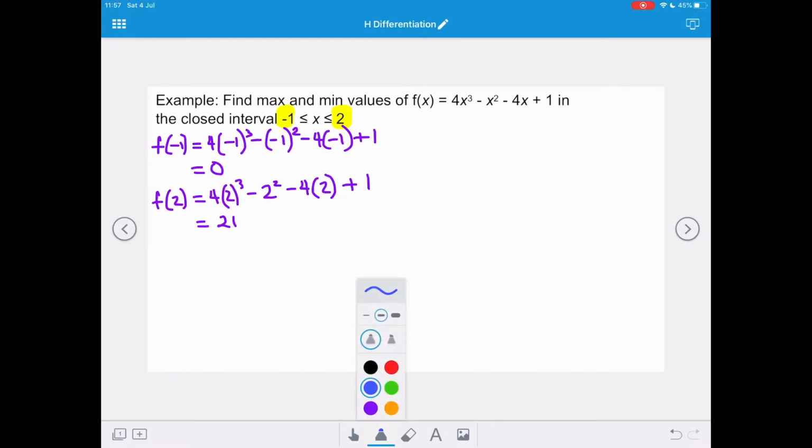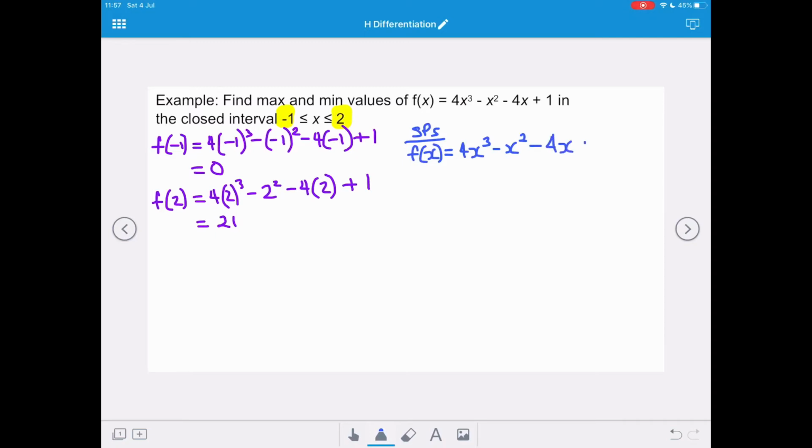Now we need to consider our stationary points, so we need to differentiate our function. Our function f of x equals 4x cubed minus x squared minus 4x plus 1, and if we find the derivative with respect to x, we're going to get 12x squared minus 2x minus 4, and we make that equal to 0 because the gradient at stationary points is 0.